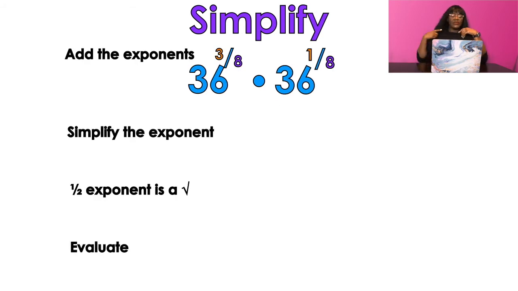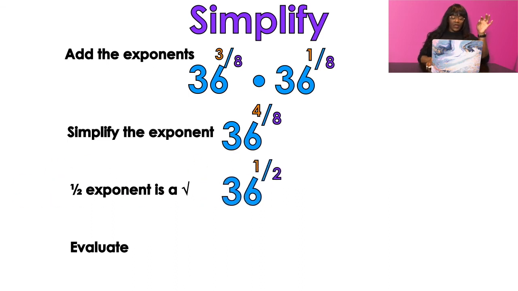All right. Again, I have a 36/36. If I had a 36/32, I can't add the exponents. But because the bases are the same, I can go ahead and do 3/8 + 1/8, and that's going to give me 4/8. We're going to simplify the 4/8 to 1/2. Now, tricky. Wait a minute.